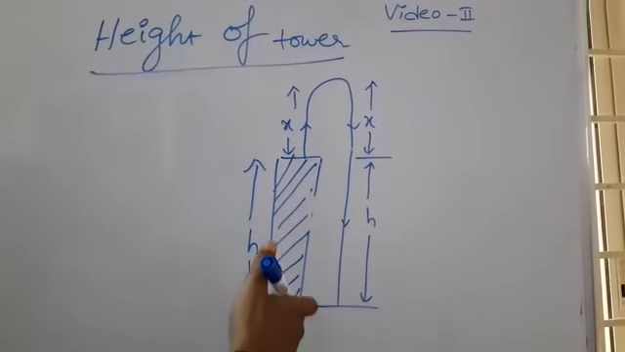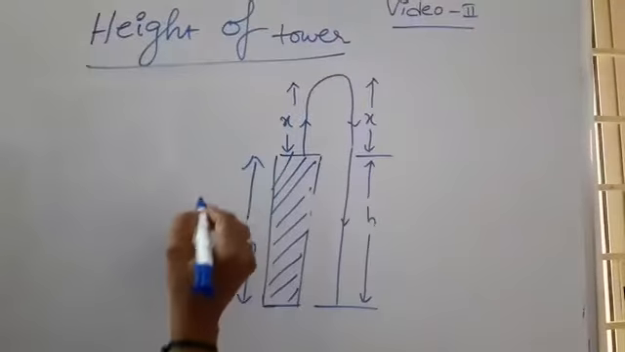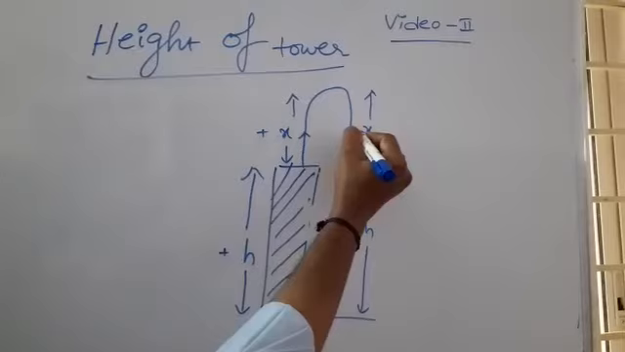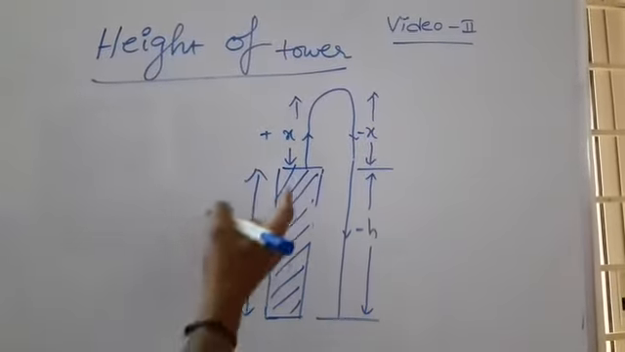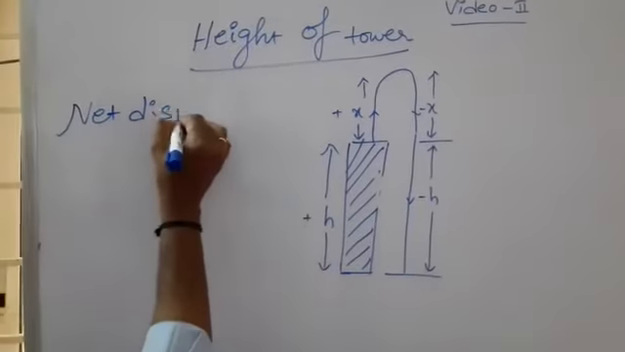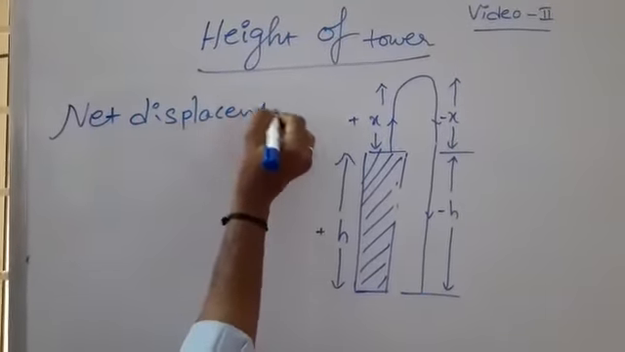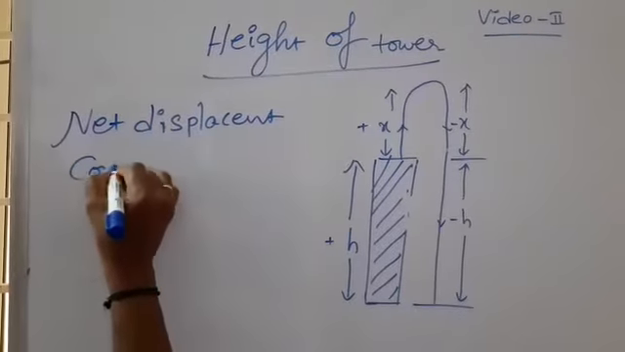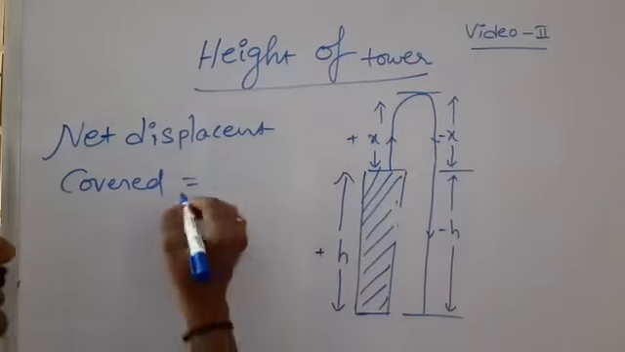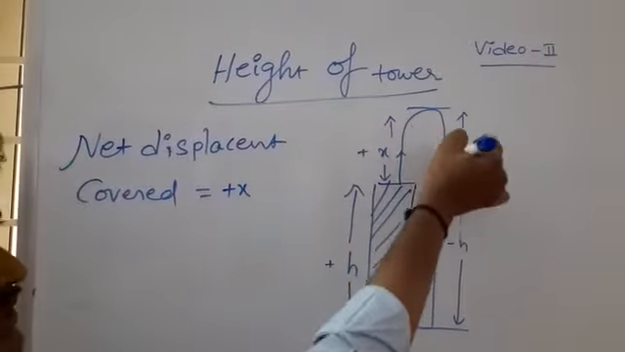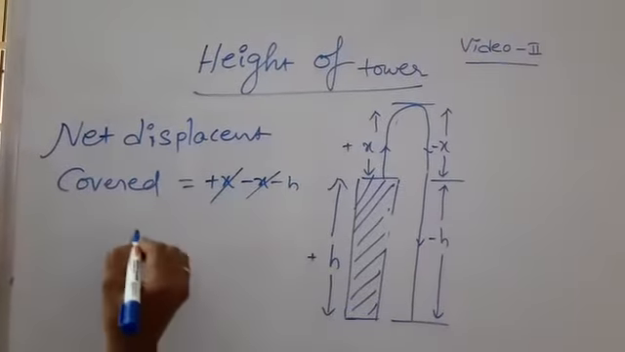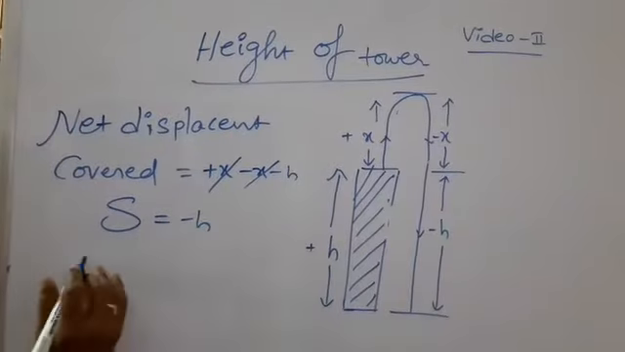If we measure distances upward as plus, and measuring distances downward as minus, right? So the net displacement covered is equal to plus x, next minus x from the projection point, therefore minus h. Therefore s is equal to minus h.